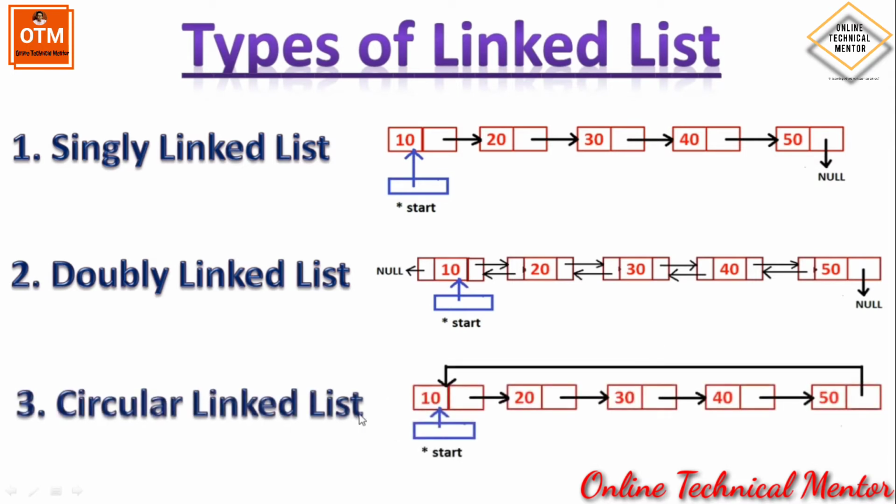And the last one is the circular linked list. In case of a circular linked list, the last element points to the first element. That means after visiting 50, you can again go back to the first node, that is 10. And I think you have noticed that in case of singly linked list and doubly linked list, the last element points to null. That means this is the end of the linked list. In this video, let me tell you about the singly linked list.